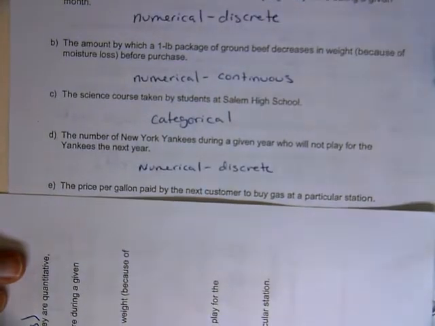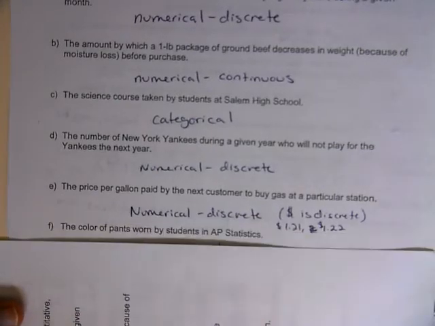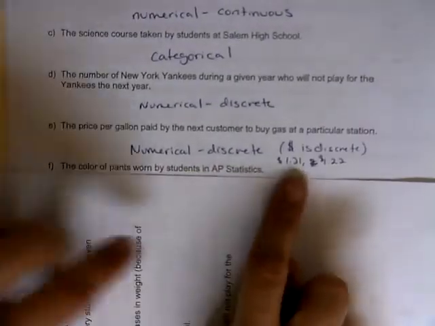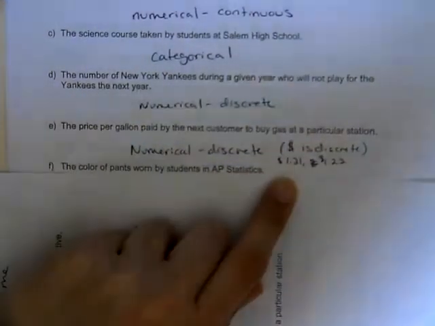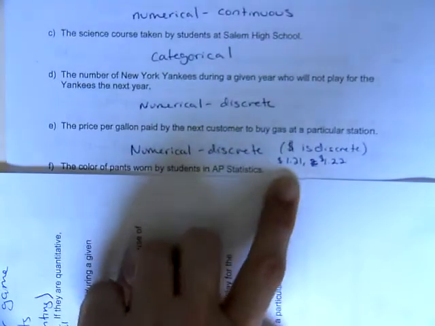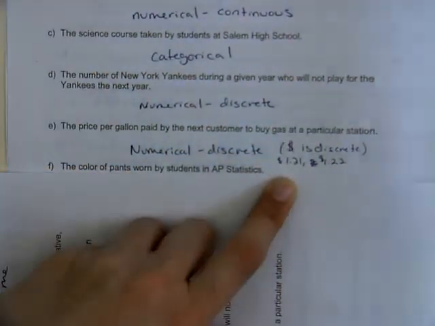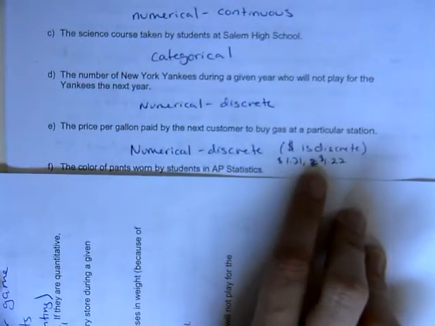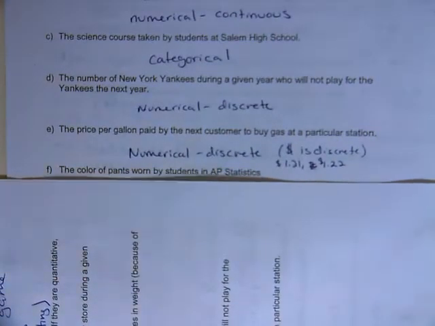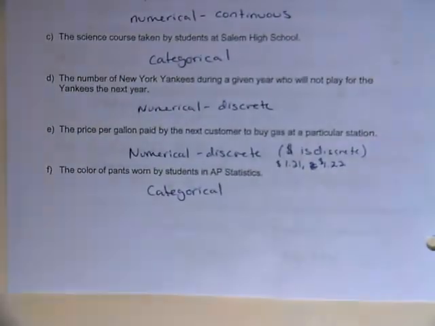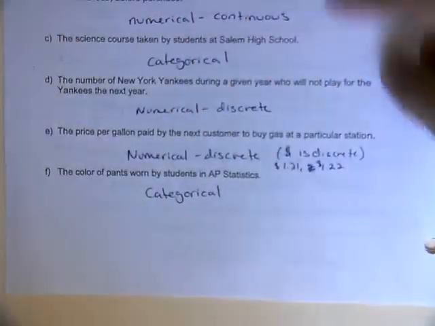The price per gallon paid by the next customer that buys gas at a particular gas station. That's going to be numerical. It is discrete. Now, a lot of people kind of like to fight me on this one, but at a gas station, when you're paying, you're only paying like $1.21 or $1.22. Like when you pay at the gas station, they round it to the nearest cent. So even though it could be considered continuous, it is discrete. So money is always discrete because you're always rounding to the nearest penny. Color of pants worn by students in AP statistics, that is categorical. Okay, so on your quiz in chapter 1, usually there's a section where you have to kind of go through and do this.